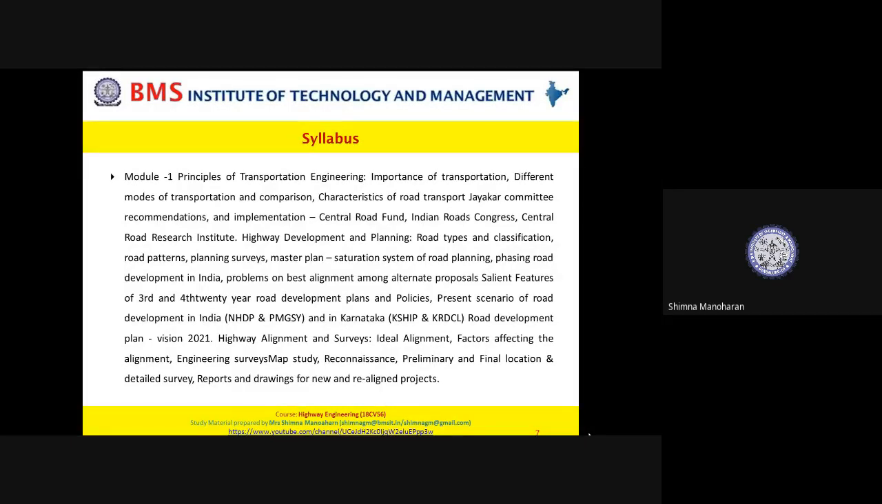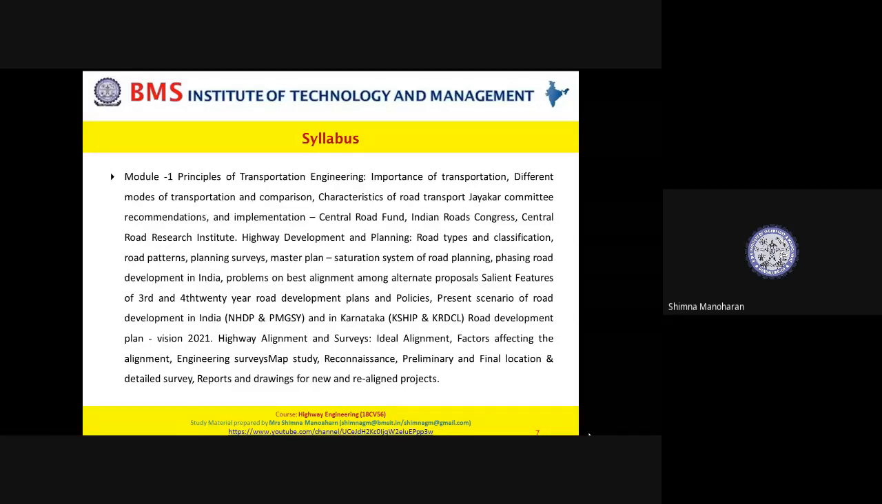In module 1B, you have highway development and planning. In this you will see the different types of road and how roads are classified based on several parameters. Then how road pattern development is done, what we mean by master plan, what the saturation system of road planning is, how phasing of road development in India is done, and then how you will choose the best alignment among any alternate proposals.